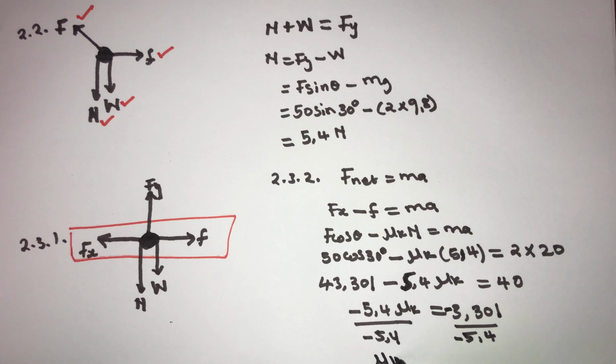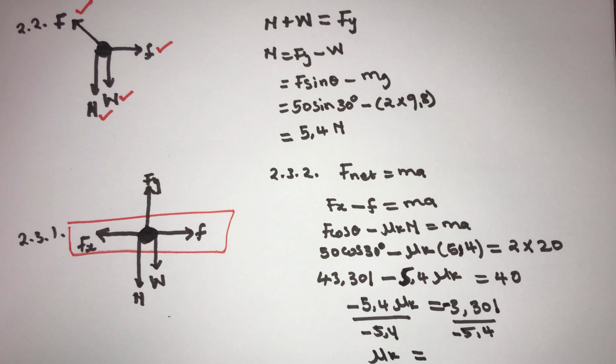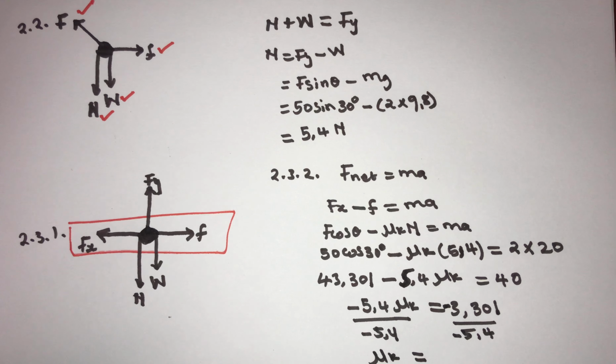So the coefficient of kinetic friction is equal to 3.301 divided by 5.4, which is 0.61. So here we don't have the unit because the coefficient of kinetic friction is the ratio of 2 forces. That's why it has no units.